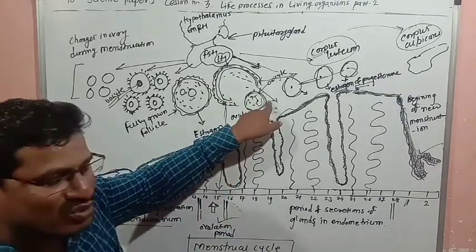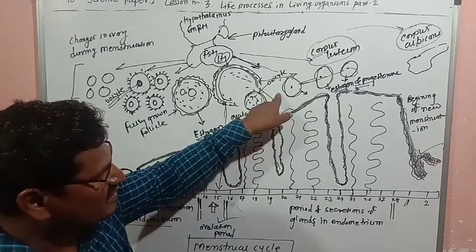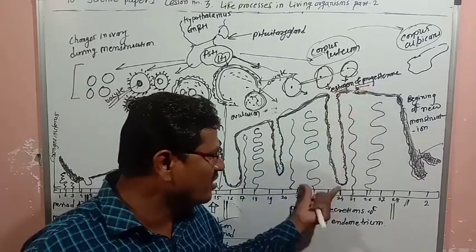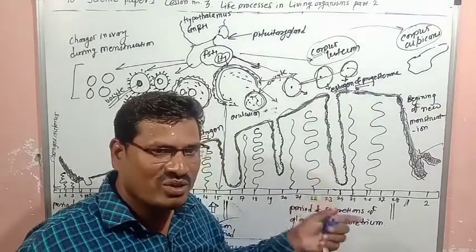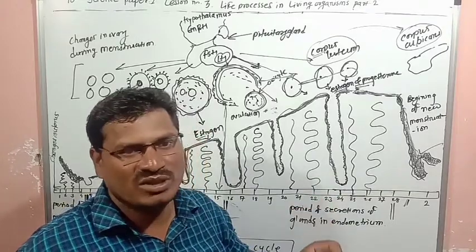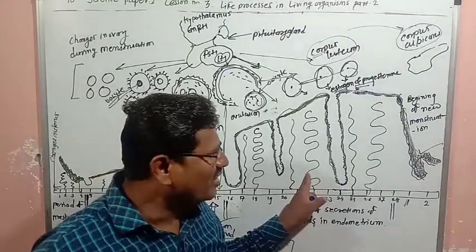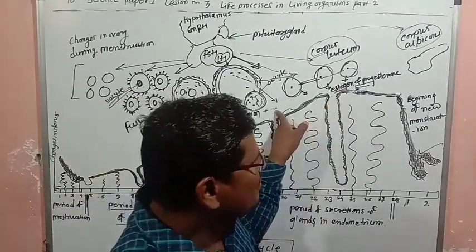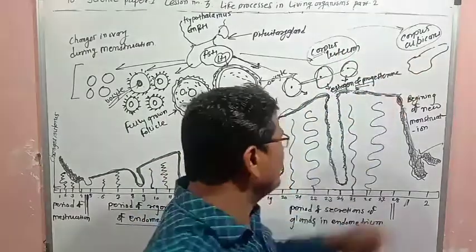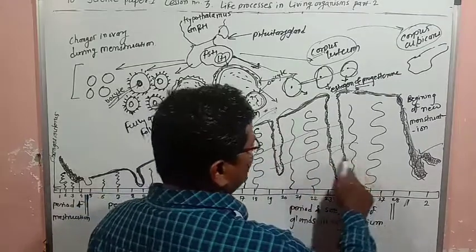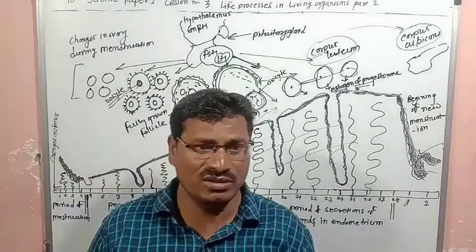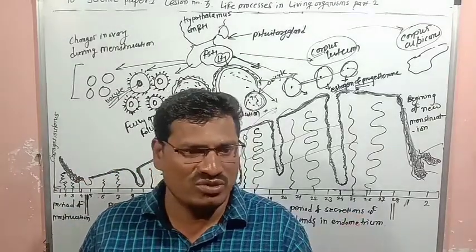And if this oocyte is fertilized, then the corpus luteum secretes estrogen and progesterone, so the endometrium becomes thick and ready for the implantation of the embryo. If the oocyte is not fertilized, then the corpus luteum turns into corpus albicans, and all these layers degenerate and are given out of the body along with blood. So this is related to the menstrual cycle.